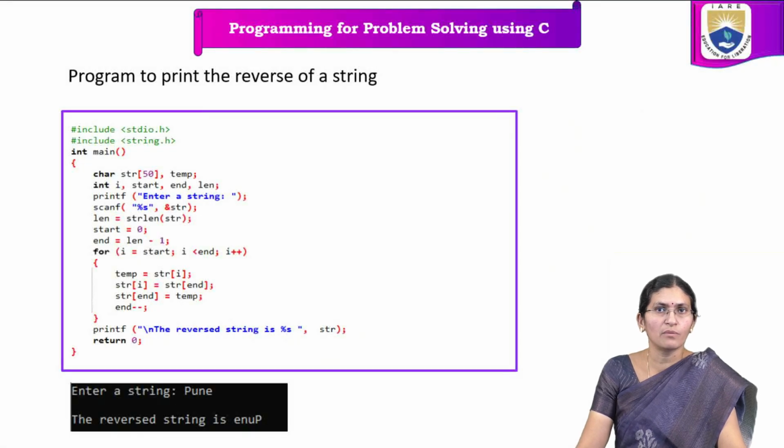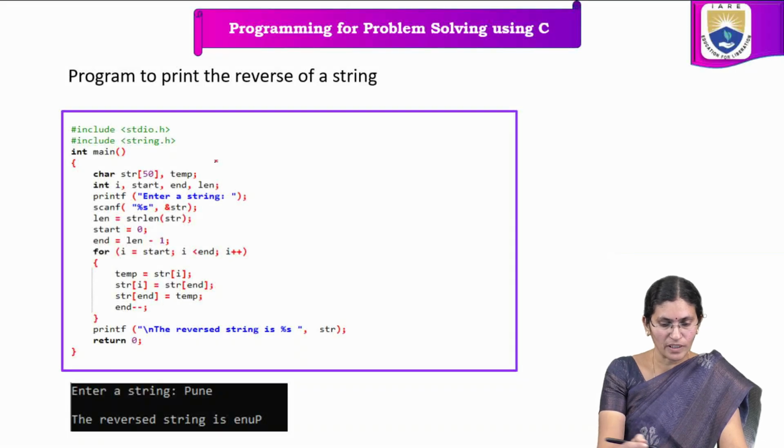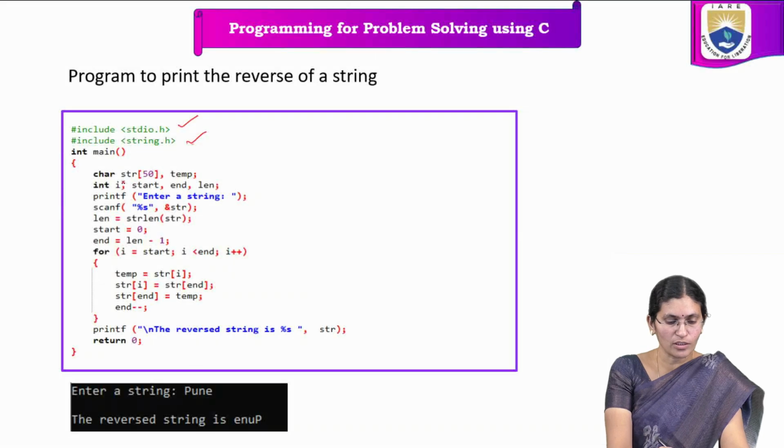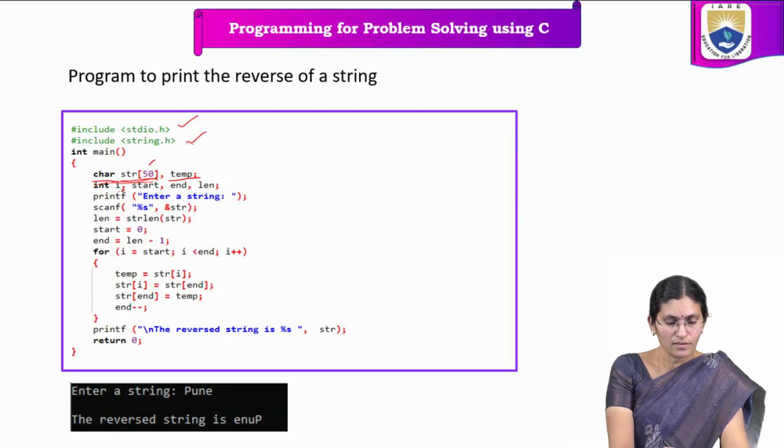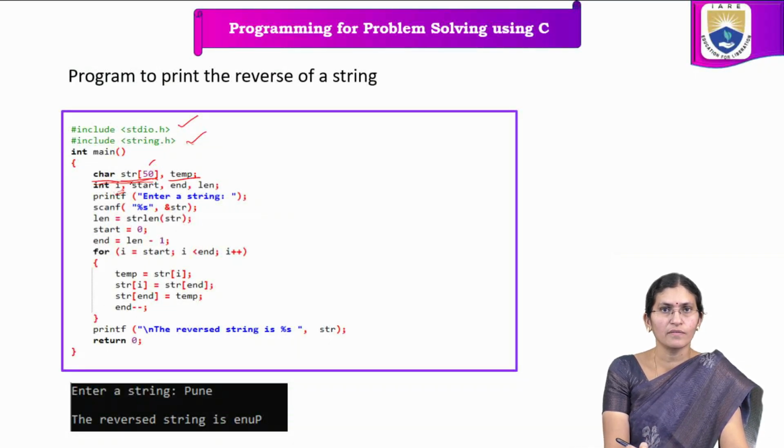Next program is a program to print the reverse of the string. So we'll write a program to print the reverse of the string. Here we have used 2 header files. One is the stdio.h header file, the other one is the string.h header file. Next, in order to declare a string, we have used a character array of size 50, then one character variable temp, and then in order to access the index of the string, we have the integer variables i, start, end, and len.